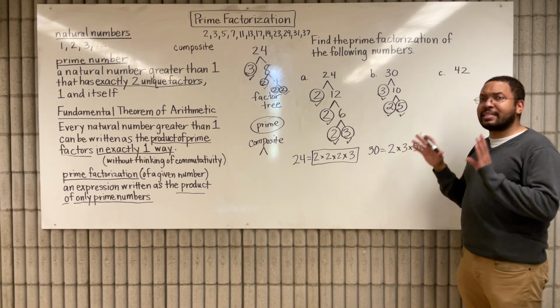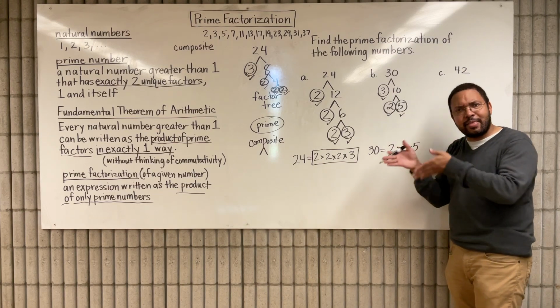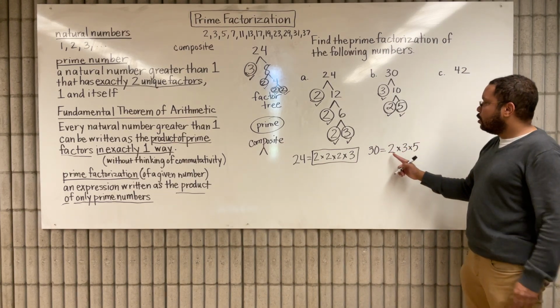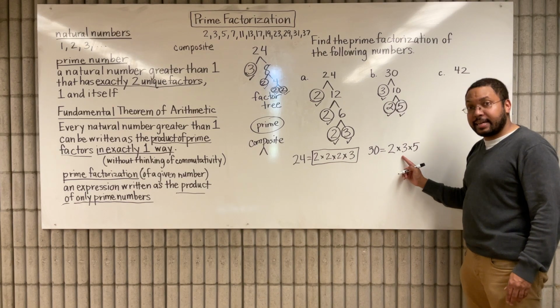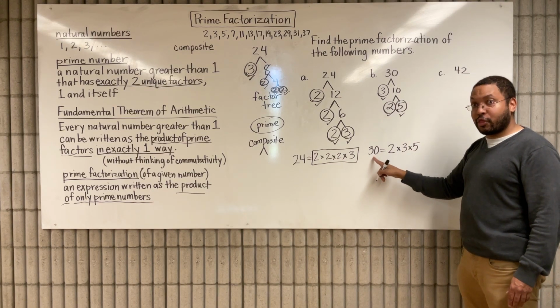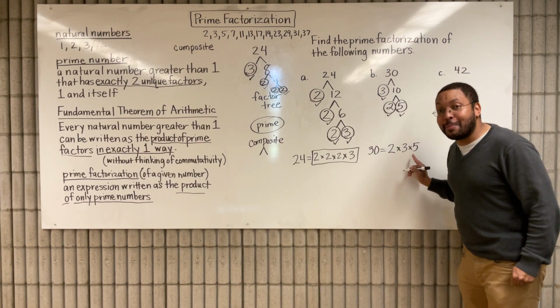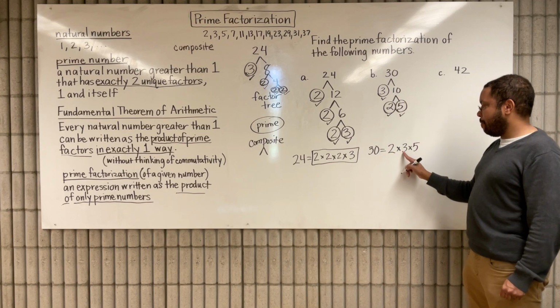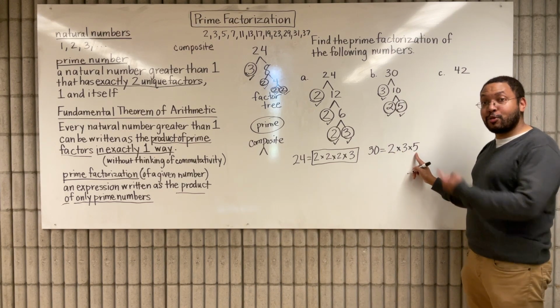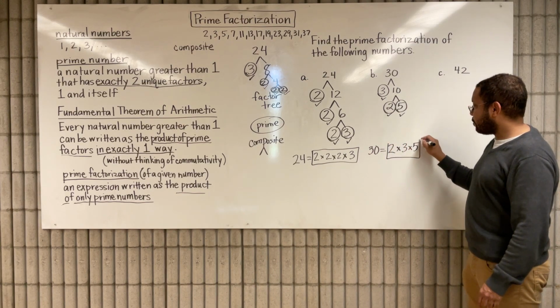And before you settle on what your prime factorization is, go through the multiplication to verify that that's what it actually equals. 2 times 3 is 6. 6 times 5 is 30. So this does equal 30. Now I just have to do one more thing. Are all of my factors prime numbers? 2 is prime, 3 is prime, 5 is prime. So yes, this is the prime factorization of 30.